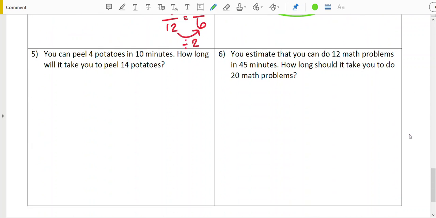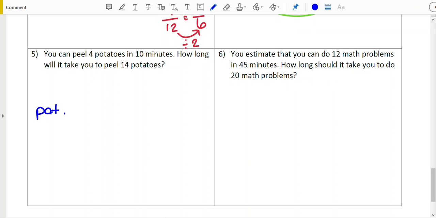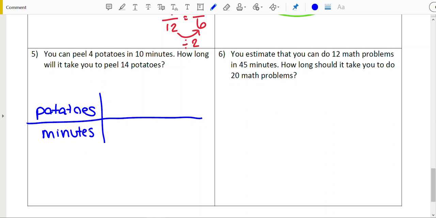Number 5, it says you can peel 4 potatoes in 10 minutes. How long would it take you to peel 14 potatoes? So I can set up a ratio table for this one. So I'm comparing potatoes over the minutes. And I know I can peel 4 potatoes in 10 minutes. And I need to get to 14 potatoes. So I'm looking for this number here. Now the problem becomes I can't get from 4 to 14 nicely.